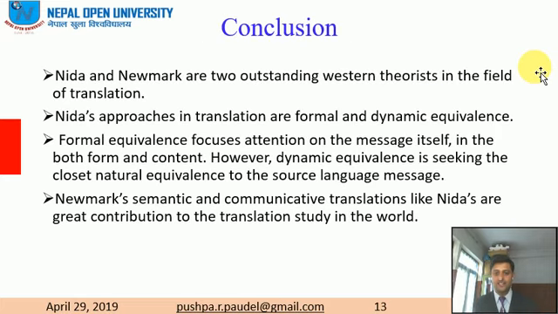Now let's discuss the conclusion of this presentation. Yes, Nida and Newmark are two outstanding Western theorists in the field of translation. Both of them have rich experience in translation and they have written many articles and theoretical works on translation. Nida's approaches in translation are formal and dynamic equivalence. Formal equivalence focuses attention on the message itself in both form and content. However, dynamic equivalence is seeking the closest natural equivalence to the source language message.